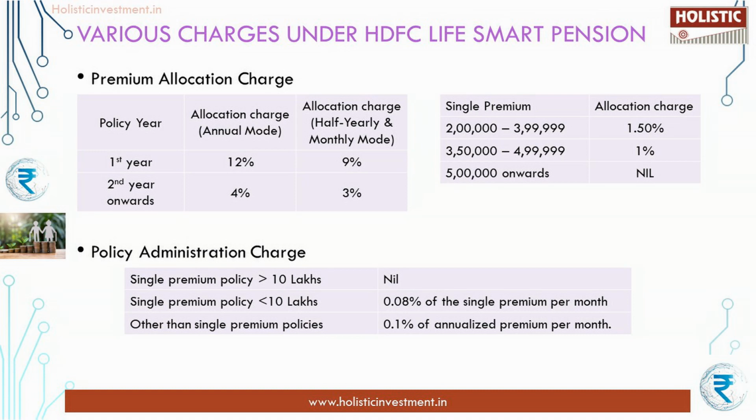Premium allocation charge. You can refer to the table here. It depends on the mode of payment, year of payment, and the premium amount. It ranges between 1% and 12%.